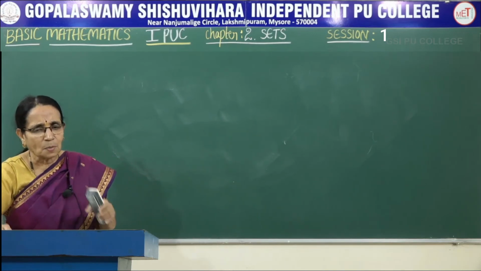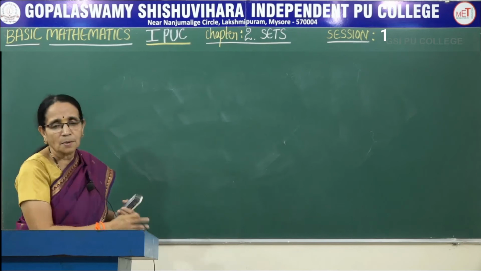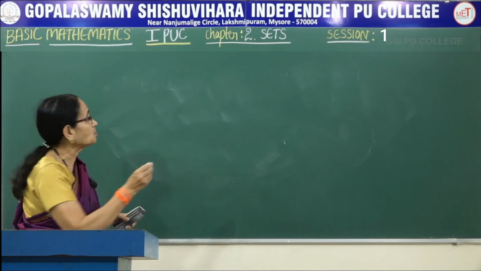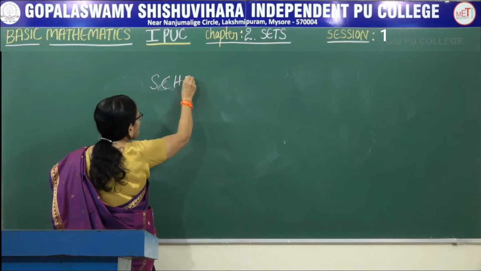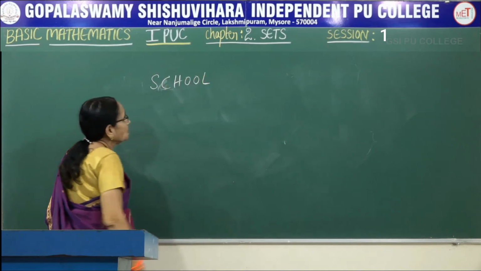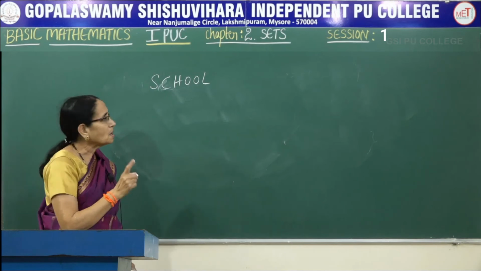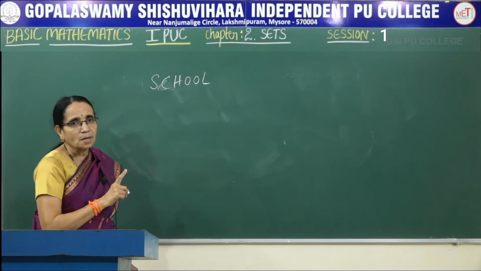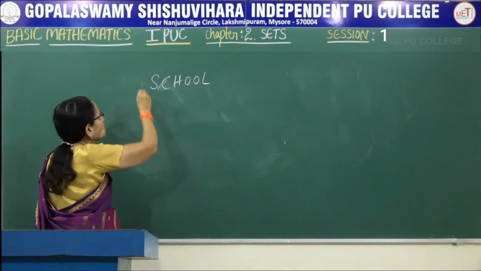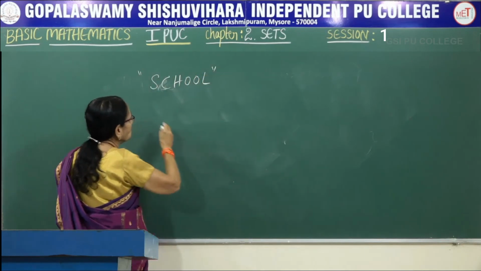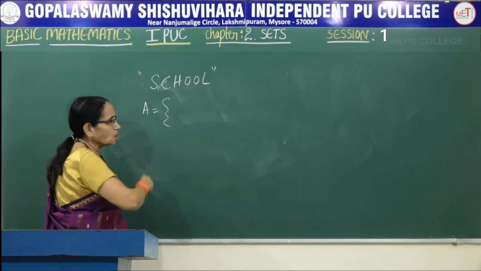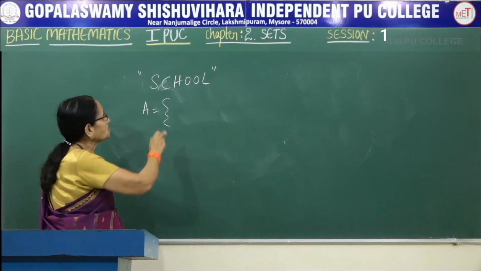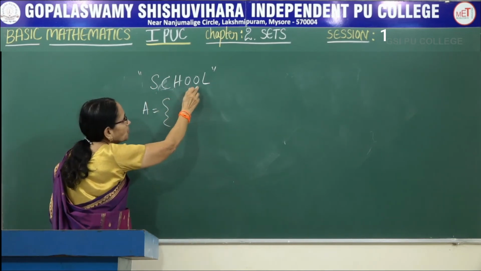Now I'll give some examples. Set of letters of the word school. I'll ask you like this: write the set containing the letters of the word school. So let me denote the set by A. Any letter you can use. Now, how many letters are there? 1, 2, 3, 4, 5, 6.